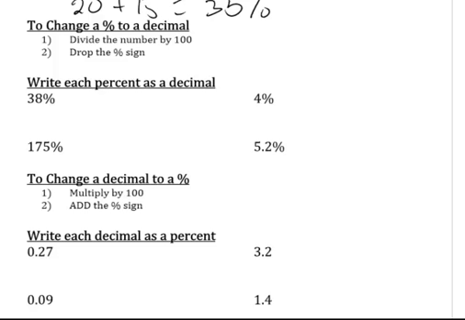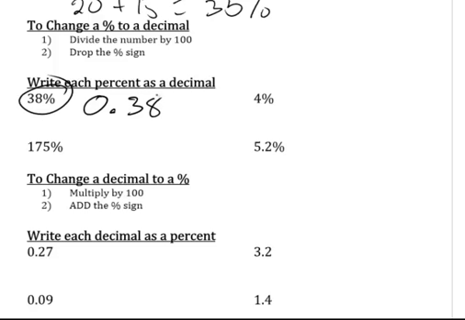Okay, so the next part here says, how do we change a percent to a decimal? So there's a couple ways you can go about this. The directions I have here say, we're going to take our number, we're going to divide it by 100, and then we're going to drop the percent sign. So the first thing I'm going to do is take my number, 38. I'm going to divide it by 100. That is leaving me with 0.38, and I'm going to drop my percent sign. Okay? Now, that way will always work.